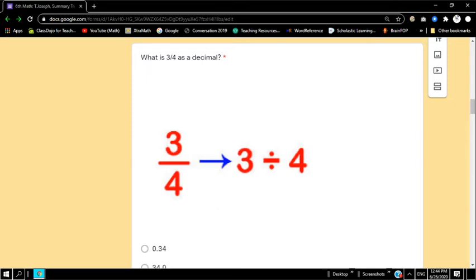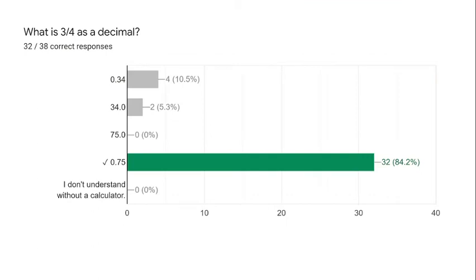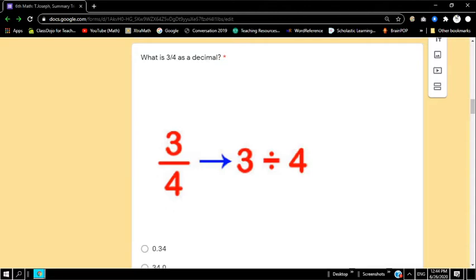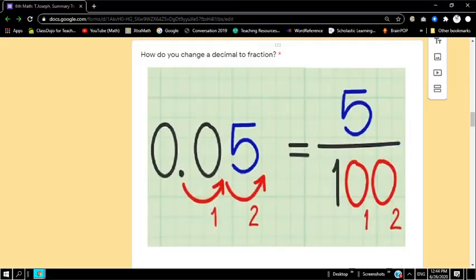This problem was pretty simple, I think. Change 3/4 to a decimal. 84% of the students got this correct, and it is 0.75. All we do is just divide 3 by 4. In other words, we divide the numerator by the denominator.